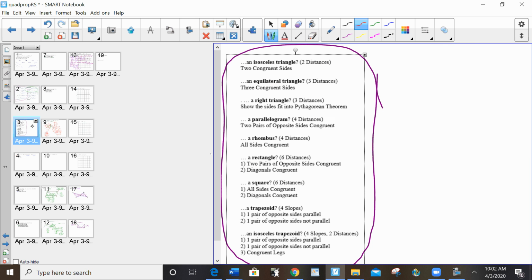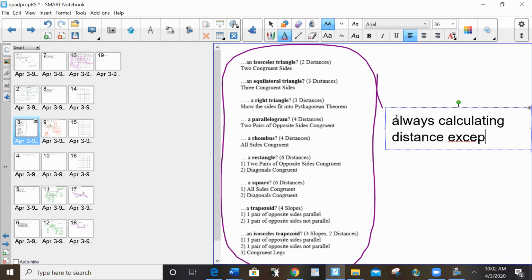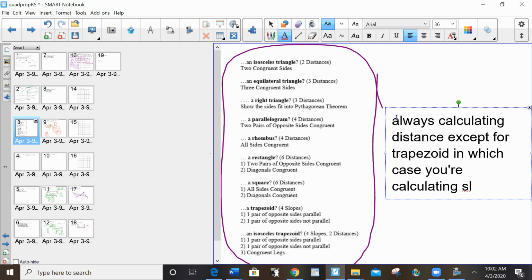And for coordinate geometry, these are of course based on the properties that are here, but you have options, but I like to make it simple. We're always calculating distance. I'll just write that down for you. For coordinate geometry proofs, you're always calculating distance, except for trapezoid, in which case you're calculating slope. So, worst case scenario, you don't have to, find distance. If you find all the distances, you'll at least get some points.